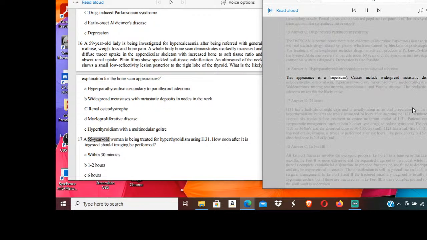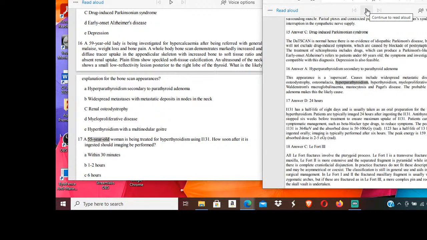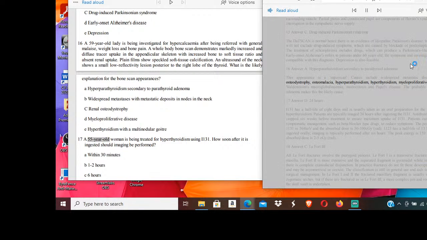This appearance is a superscan. Causes include widespread metastatic disease, renal osteodystrophy, osteomalacia, hyperparathyroidism, hyperthyroidism, myeloproliferative disorders, Waldenström's macroglobulinemia, mastocytosis, and Paget's disease. The probable parathyroid adenoma makes this the likely cause.